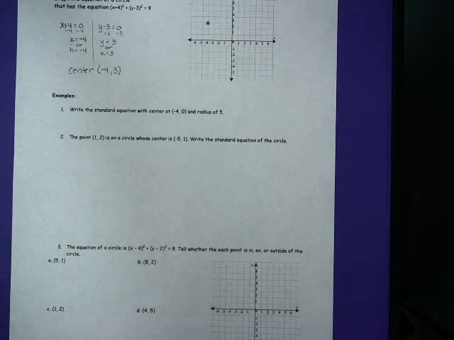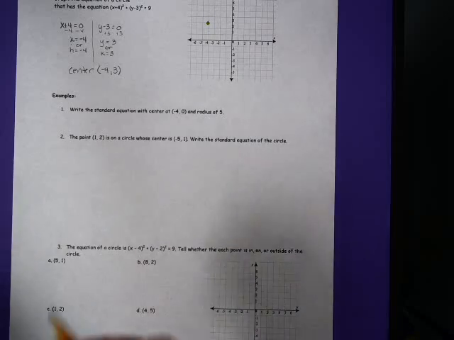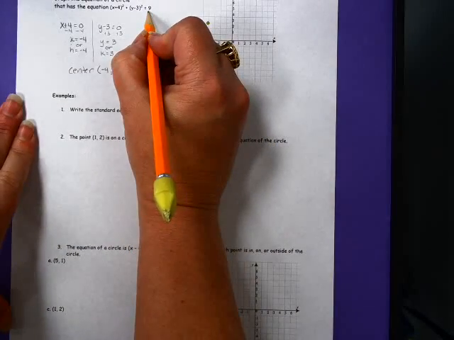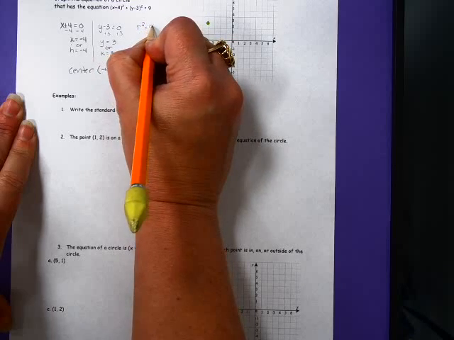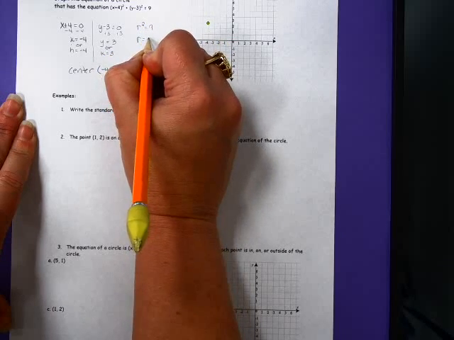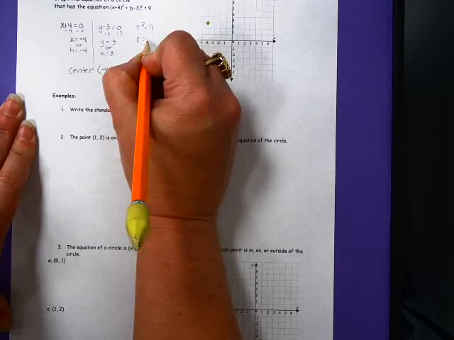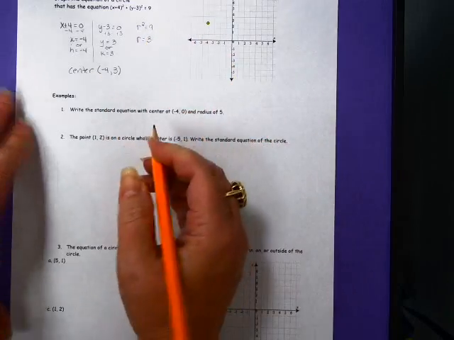Now, the next step that you want to take is locate your radius. What's the length of the radius? Well, here, remember, this stands for radius squared. So radius squared equals 9. That means my radius is the square root of both sides. That's going to be 3.